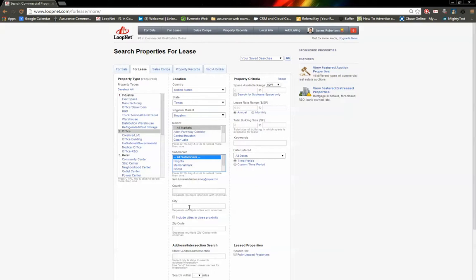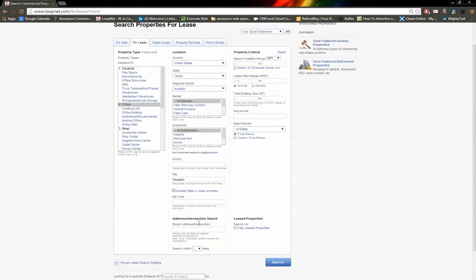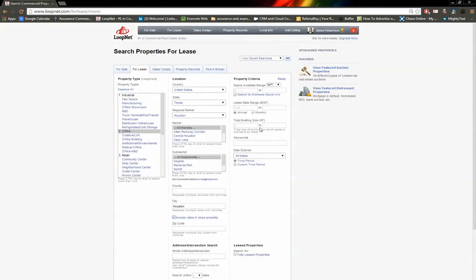County, leave that blank. City, we want to put Houston. Street, we're going to leave blank. Search within blank miles, we also leave blank. And for space available, this is important. We want to put, let's put 3,500 to 5,500 square feet of space. Now, generally for space available, I like going 1,000 square feet higher and 1,000 square feet lower when we're talking about 3,000 square feet and up.